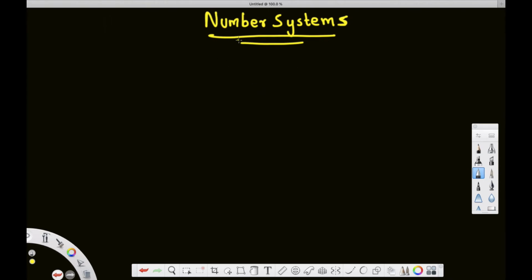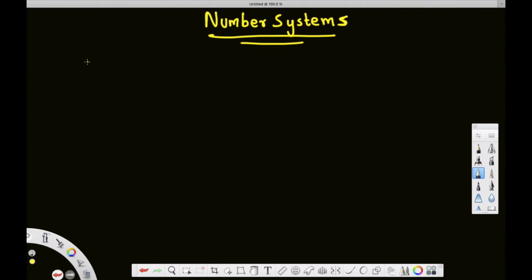In this video we are going to take a look at number systems. Particularly we are going to see how to convert a number from binary to decimal. First let's look at the decimal. Decimal is basically the number, the base of the number is 10.